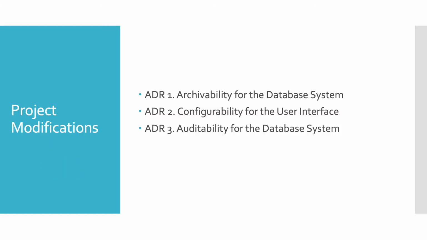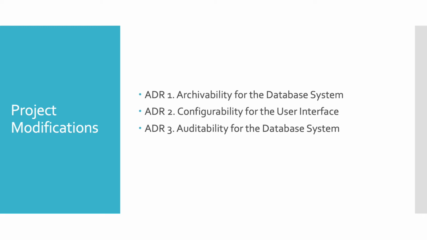Our first project modification, archivability, was addressed by setting up a database to store our data and setting up data archiving within our database, which we will illustrate in our demonstration. By archiving older data, this ensures that our system is able to locate current data more efficiently as well as meet regulatory compliance.